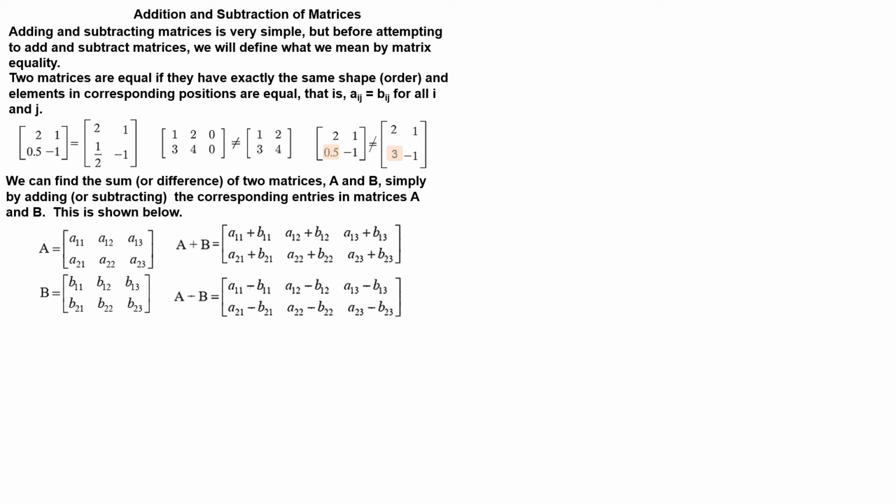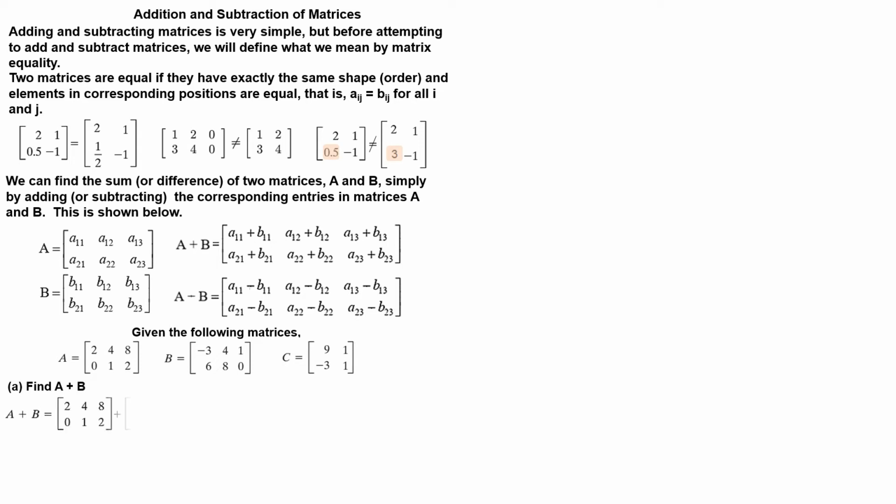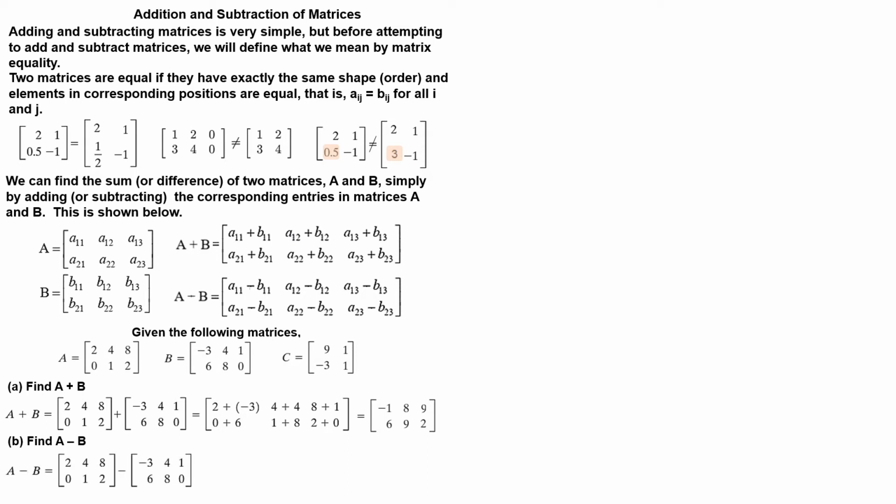Let's see how it works. Given the following matrices, find A plus B: add corresponding entries. Find A minus B: subtract corresponding entries.